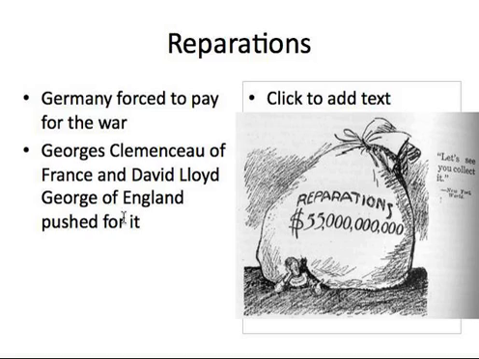Reparations. Germany is required to pay reparations. They're forced to pay for the war. They have to pay something like $55 billion, a ridiculous amount. Georges Clemenceau of France and David Lloyd George of England really pushed for it, because that's what Germany had done to France after the Franco-Prussian War of 1870.